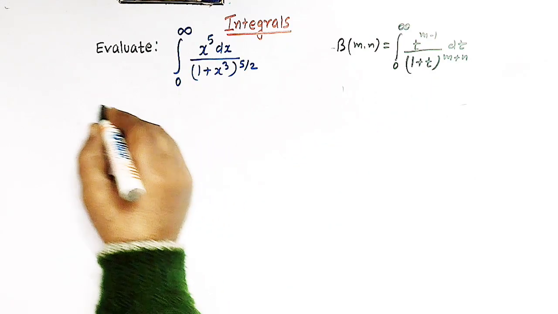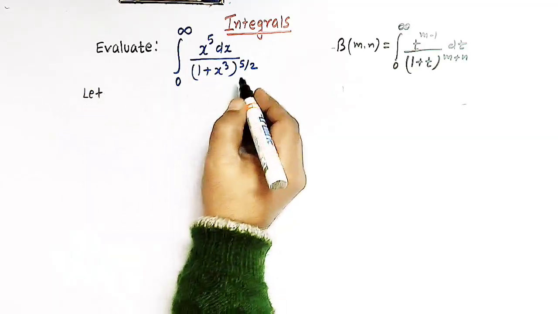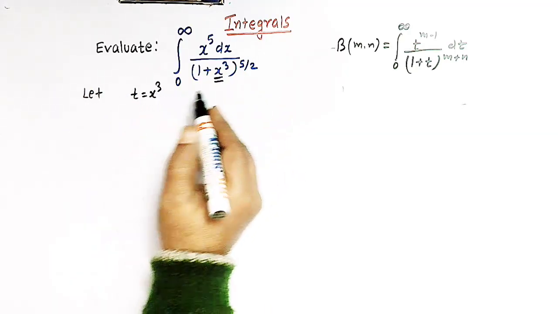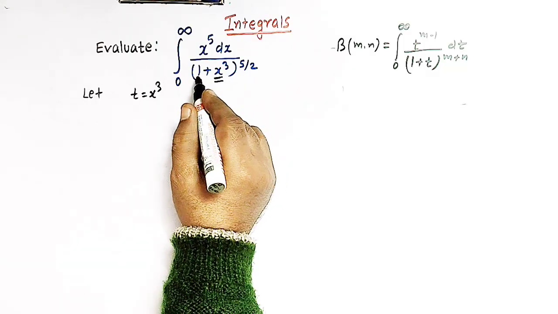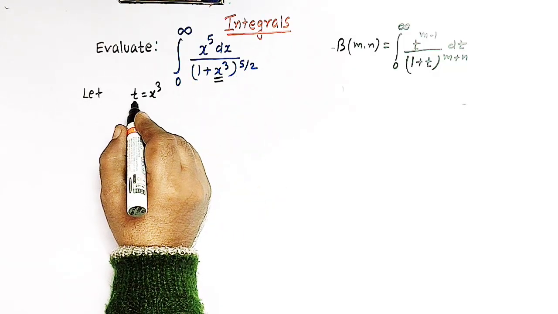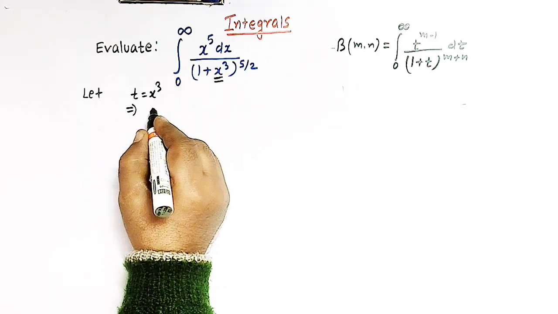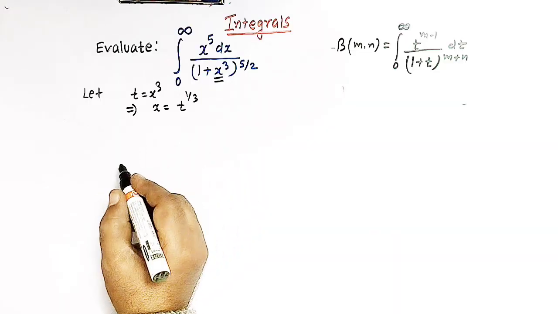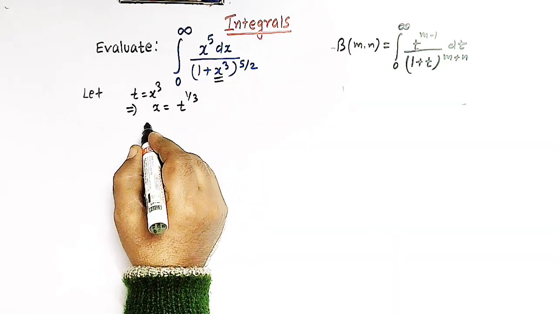So now let us first substitute t is equal to x cube, so that this term becomes (1 plus t) raised to 5 over 2. We take t is equal to x cube, and this implies that x is t raised to 1 over 3. So let us differentiate x with respect to t.